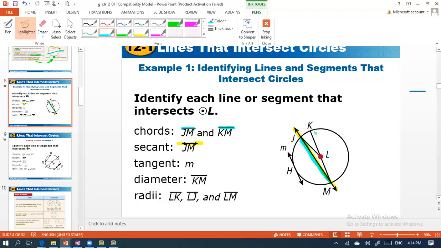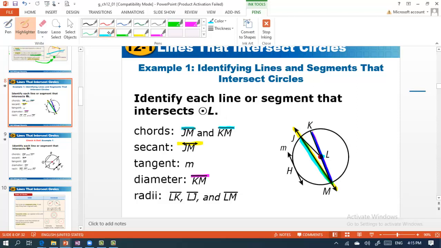Well, we can see clearly that the chord KM is only a line segment, with only 2 endpoints, K and M. But at the same time, since it's passing through the center, and the center here is L, it means it is a diameter. So we have KM, and I will do it in red. KM is a diameter here, and it is a chord as well, both.